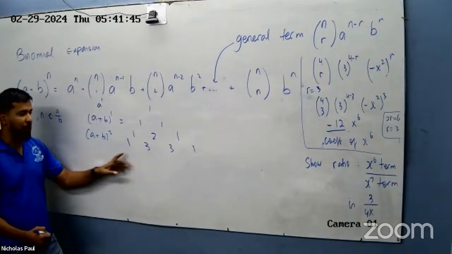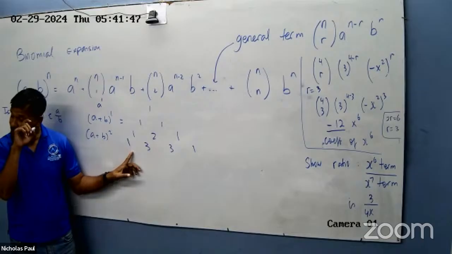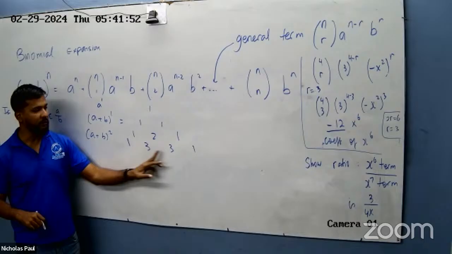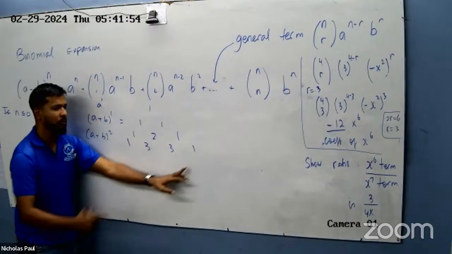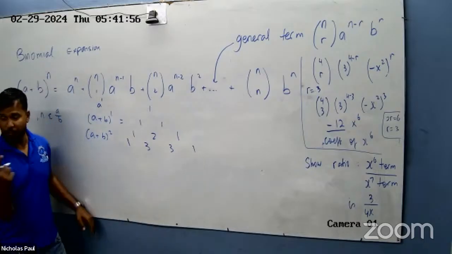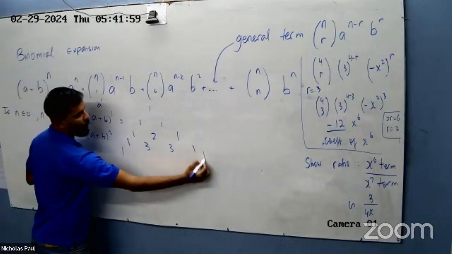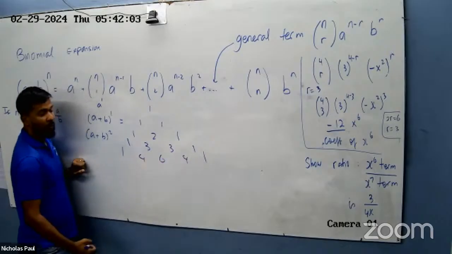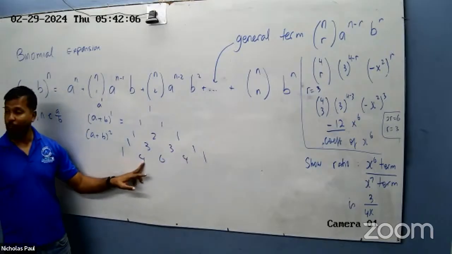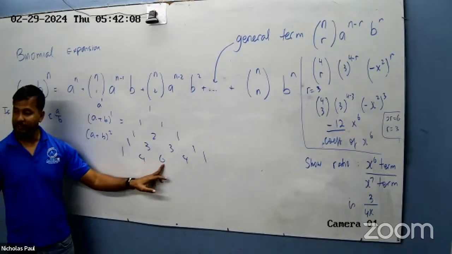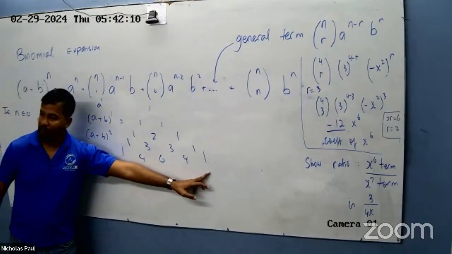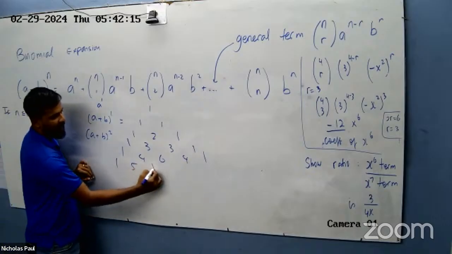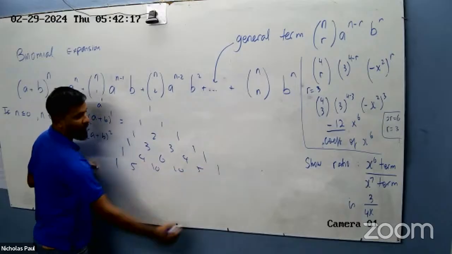Right? So for example, if I ask for 3C0, 3C1, 3C2, 3C3. Right? And you can do the same thing and figure out 4: 1, 1, 1, plus 4, 3 plus 3, 3 plus 1. So if I ask you for 4C1, 4C2, 4C3, 4C4. Right? And you can do 5. Watch. 1, 5, 10, 10, 5, 1.